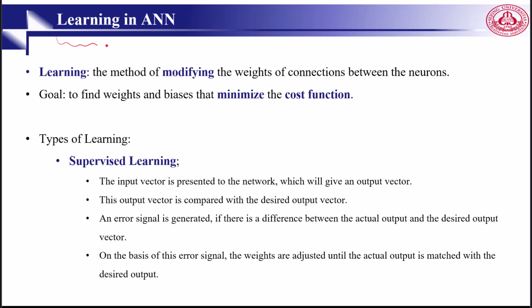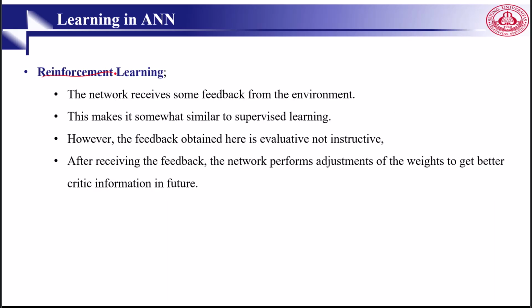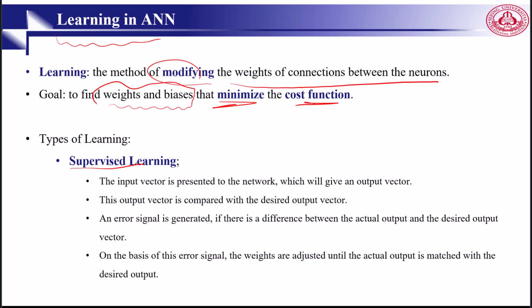We're going to study the learning procedure in artificial neural networks. Learning is the method of modifying the weights of connections between the neurons. Our goal is to find weights and biases that minimize the cost function. This is our ultimate goal. Here, we can try supervised learning, unsupervised learning, and reinforcement learning for the learning procedure in artificial neural networks.